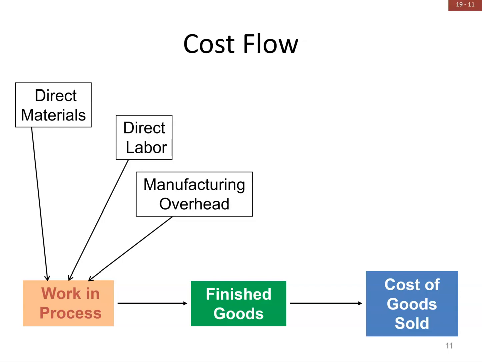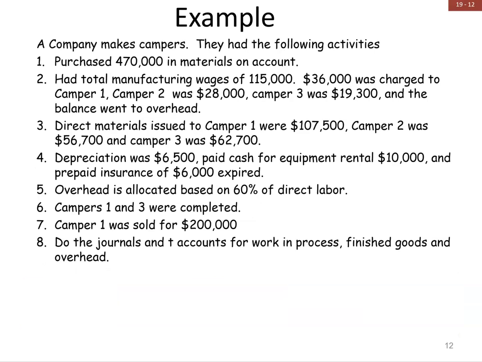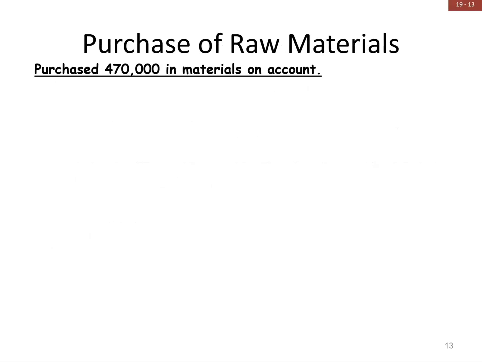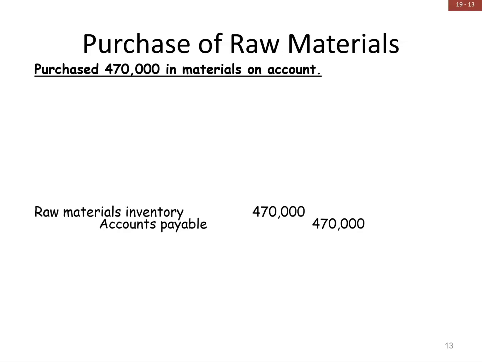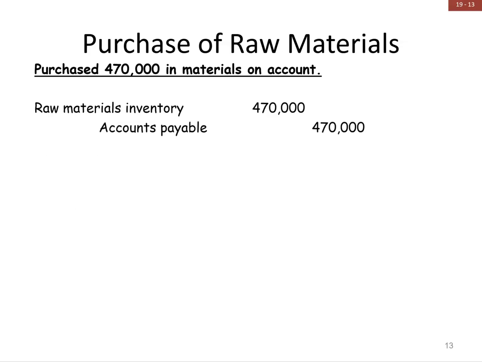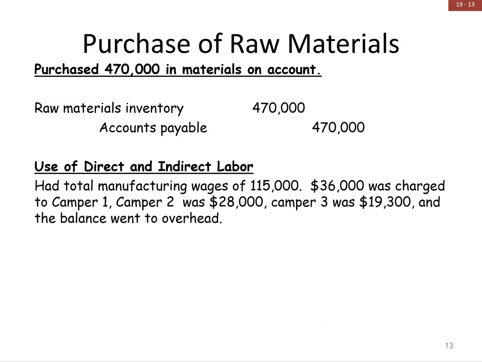So now let's actually walk through a problem, and we will go line by line so you can see this whole process. So here we have a company, they make campers, they are doing job costing. So the first thing they did was they purchased $470,000 in materials on account, which means it would be accounts payable. Then they used direct labor, and it shows by camper how much they spent, with $36,000 going to one, $28,000 to the second camper, and $19,300 to the third.